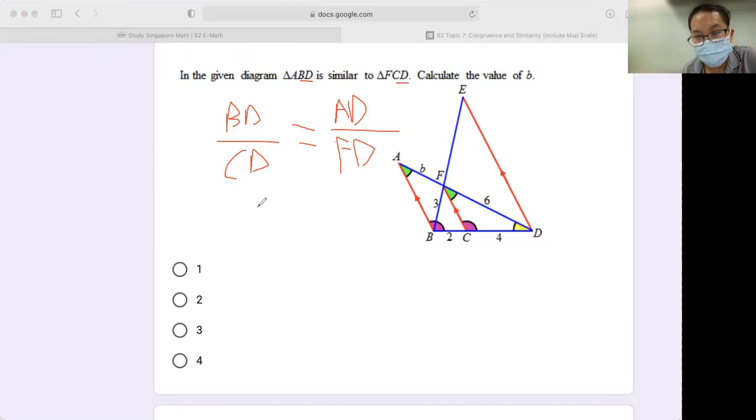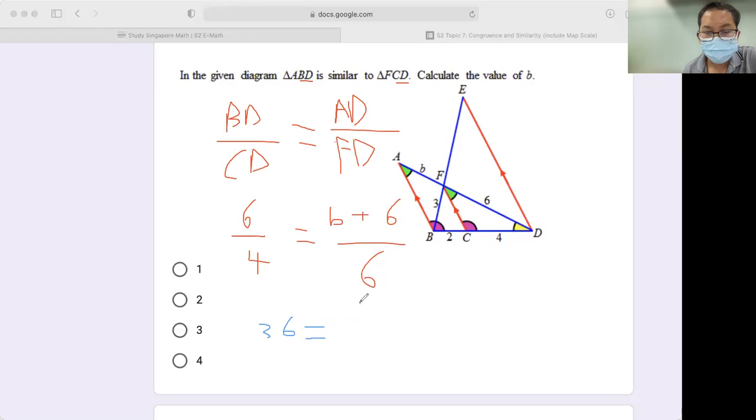Okay, let's substitute in the values. So your BD will be 2 plus 4, 6. Your CD is 4. AD is b plus 6, and your FD is 6 itself. So from here, try to solve for b. So 6 times 6, 36, equals 4 times b plus 6, over multiplied, 4b plus 24. Then bring over, 12 equals 4b. Then b will be equal to 3. Done.